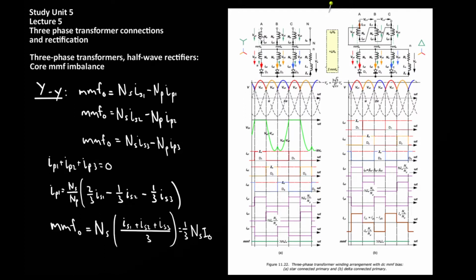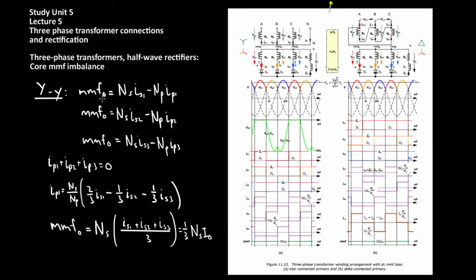In the YY configuration, each primary-secondary pair of the three will share the MMF0. So MMF0 can be given by the number of secondary terms multiplied by the current in the secondary, minus the number of primary terms multiplied by the current in the primary. And this type of expression can be written down for each of the three arms of the star.